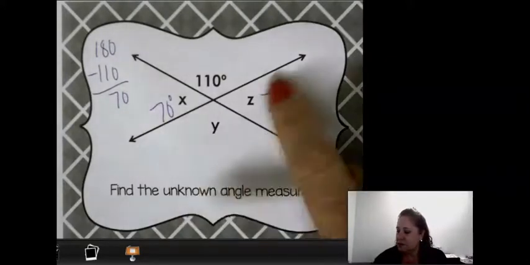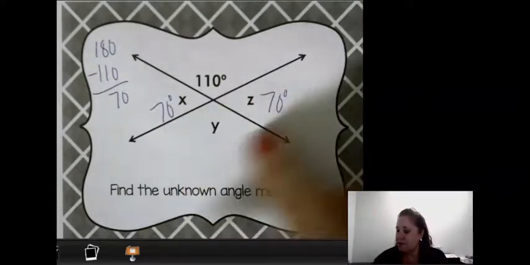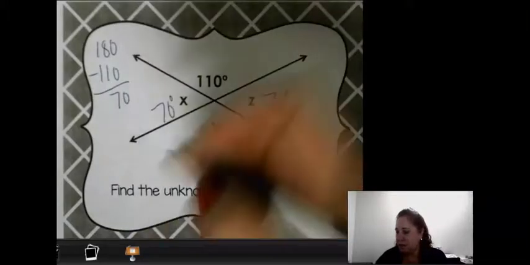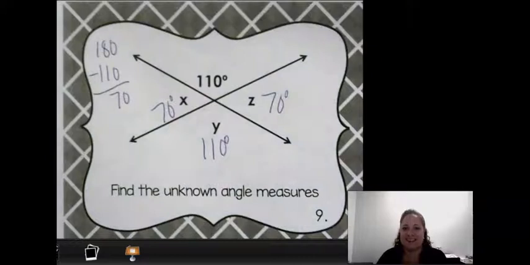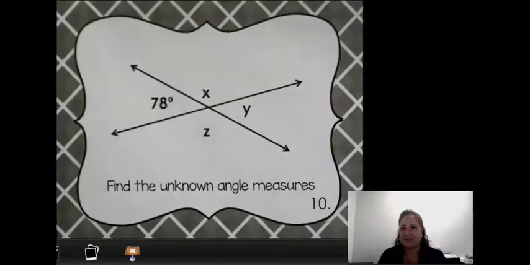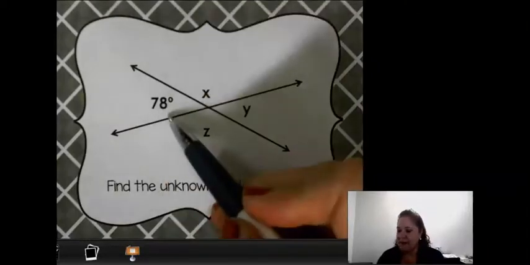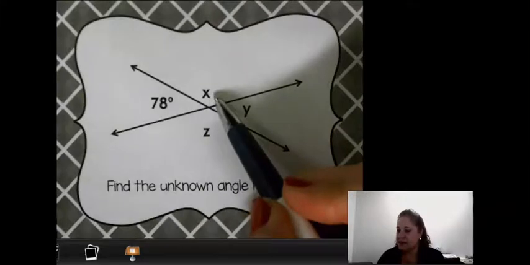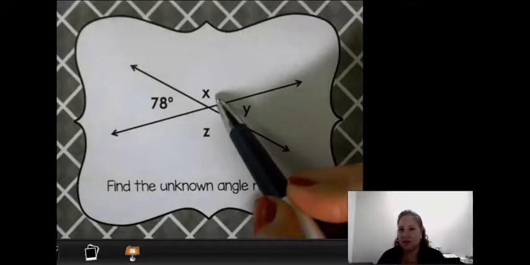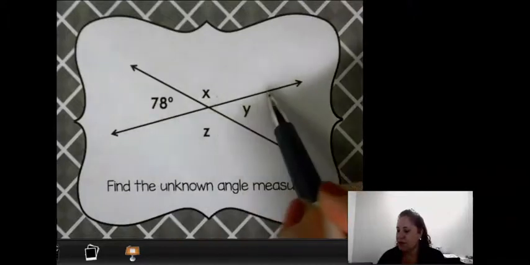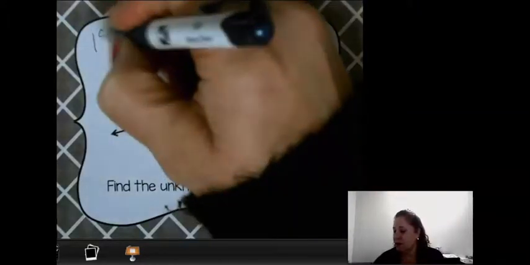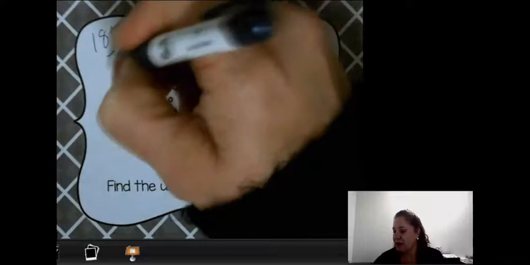And this is still a straight angle here. So if this is 70, then y must be exactly 110 degrees. That wasn't so hard. Let's try another one. All right, so same thing. We're given one angle. We need to find this supplementary angle, the one that's going to help us get to 180 degrees. So what's 180 minus 78?